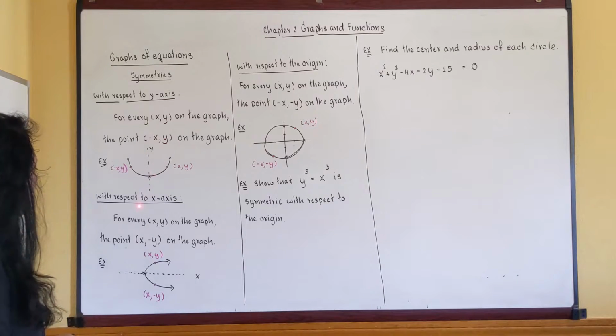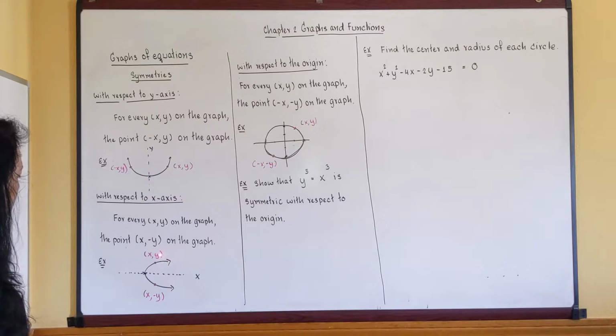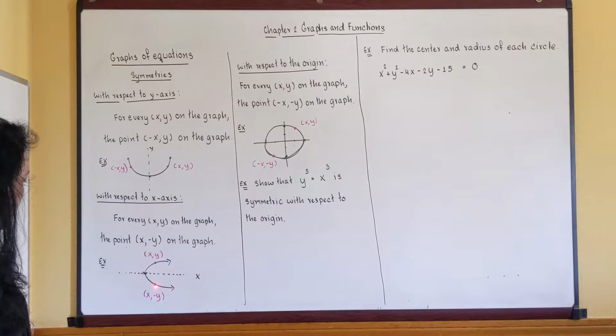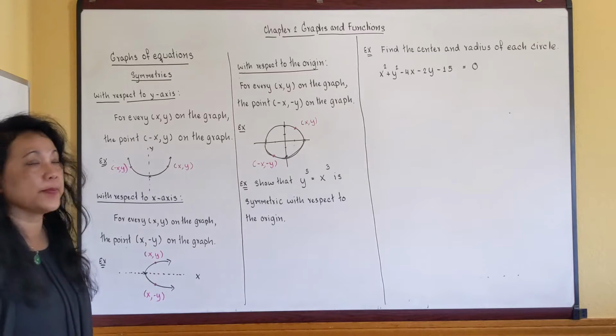Now, if it's symmetry with respect to the x-axis, look at this parabola opening to the right. The axis of symmetry is the x-axis. I pick a point here, x, y. I can also find x, -y on the other side of the x-axis. So if you have x, y, you also have x, -y.